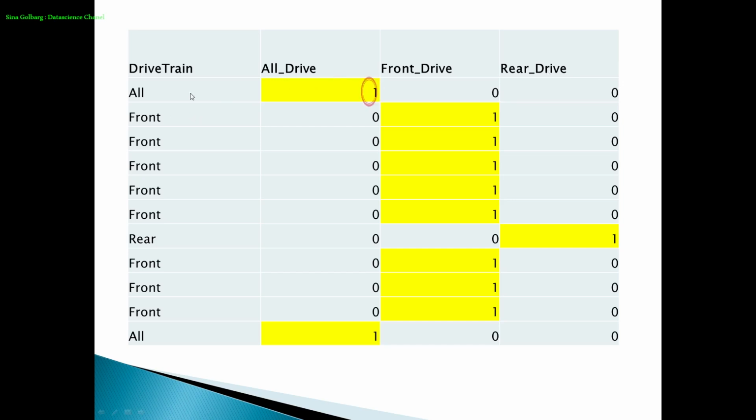The dummy variable for all-wheel drive will be 1, the rest will be 0, and you see this is 1. For front, we have the same story. When they are front, they are 1, the rest are 0. And for rear, we have the same story.